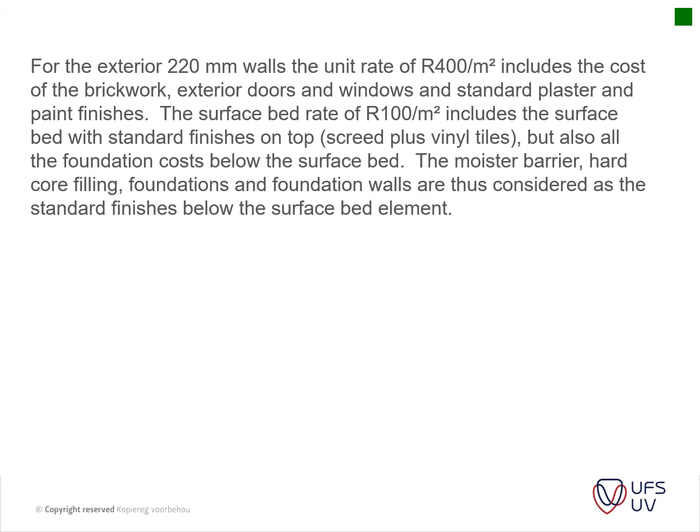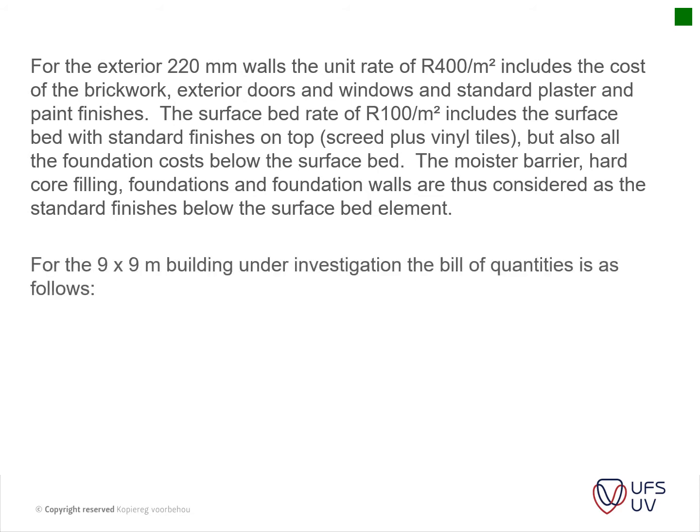The surface bed rate is 100 Rand per square meter, and it includes the surface bed with the surface finishes on top, screed plus vinyl tiles, etc., but also all the foundation costs below the surface bed. The moisture barrier, hardcore filling, foundations and the foundation walls are thus considered as the standard finishes below the surface bed element.